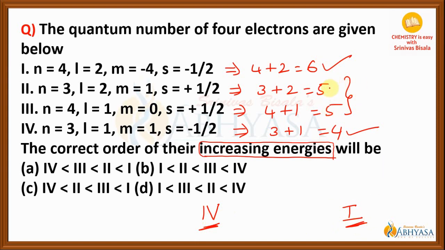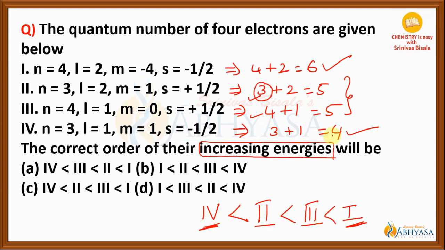Then we need to find out, among Roman number 2 and 3, which has lower energy. As both have the same n plus L value, now our focus should be on the n value. Out of these two, the second one has the smaller n value, and that is the reason why it has less energy when compared to the third one. So this is our final order.